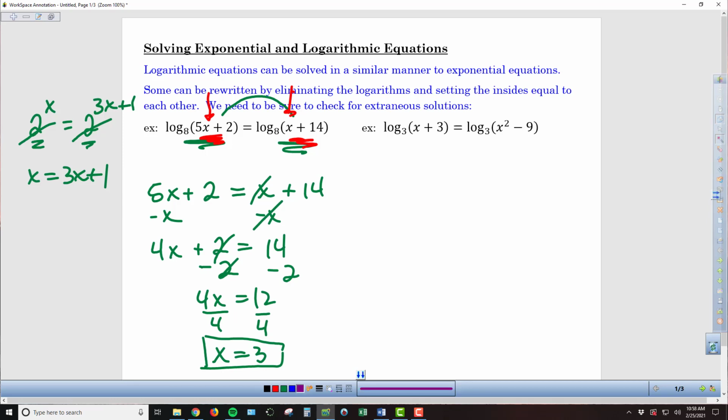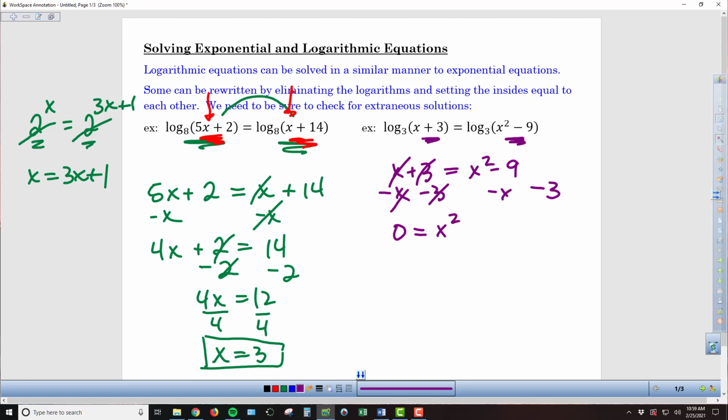In the second example, we've got the same thing. We've got the log base 3 of x plus 3 equals the log base 3 of x squared minus 9. Since we have the same log base on both sides, we can go ahead and just take the insides and set them equal to each other. Now in this case, we have an x squared in our equation, so we're going to have to pile up everything on one side and set it equal to 0. So I'm going to subtract x from both sides, and I'm going to subtract 3 from both sides in order to get everything piled up on one side equals 0 on the other.